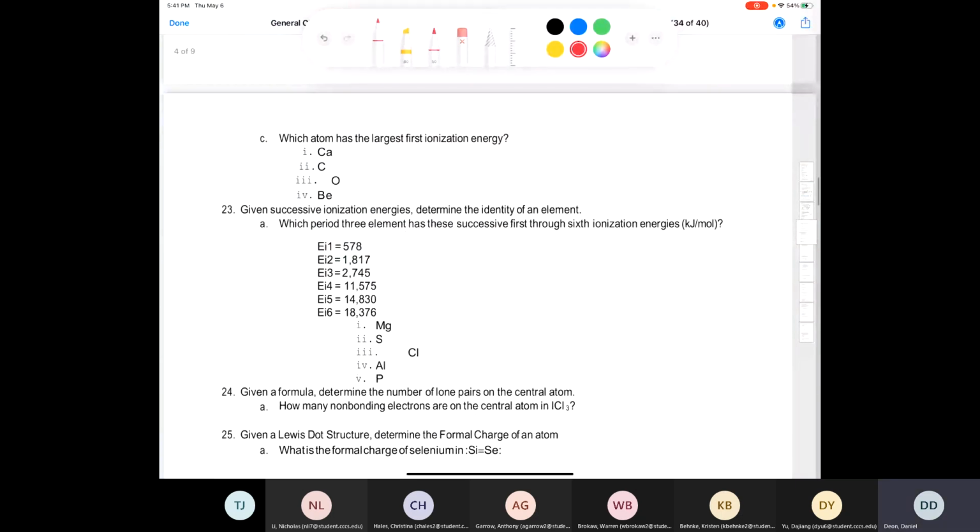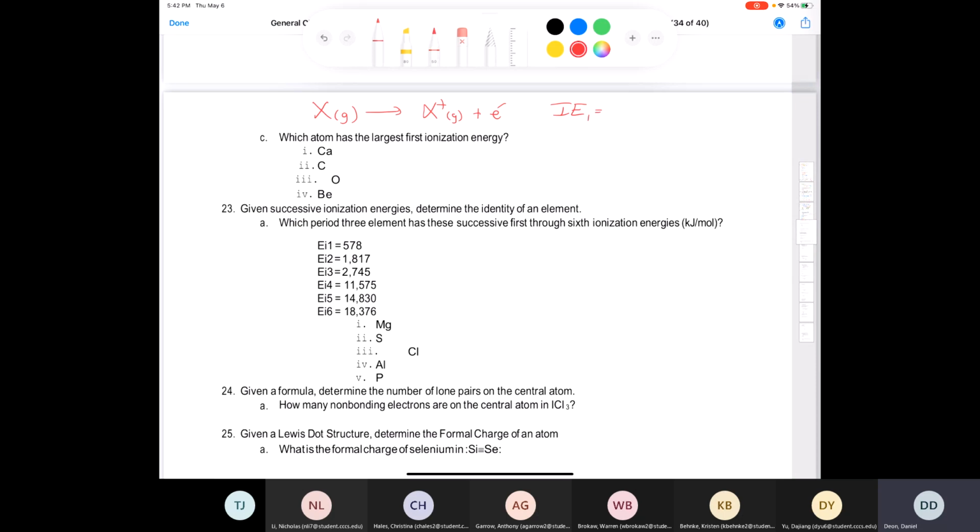All right, ionization energy. Question C, which atom has the largest ionization energy? First ionization energy. What's ionization energy? It's the amount of energy required to remove an electron from an atom in the gaseous phase, right? You have an atom in the gaseous phase, you make the cation in the gaseous phase, plus you've lost an electron. The amount of energy that it took to do that is called the ionization energy, which is usually measured in kilojoules per mole. We have a calcium, we have a carbon, we have an oxygen, and we have a beryllium.